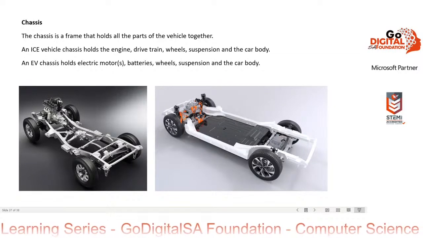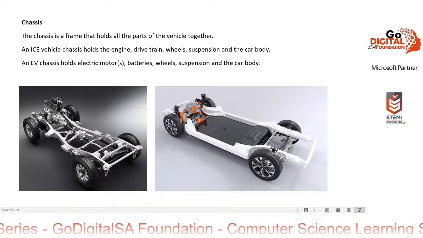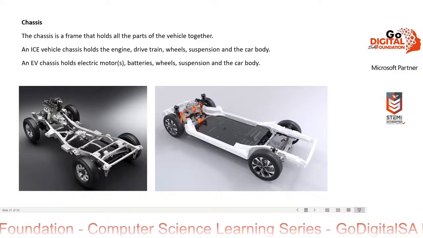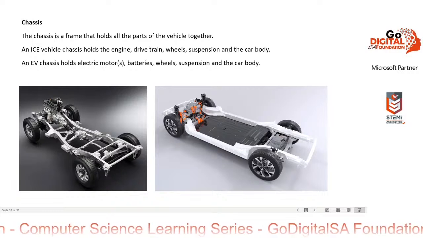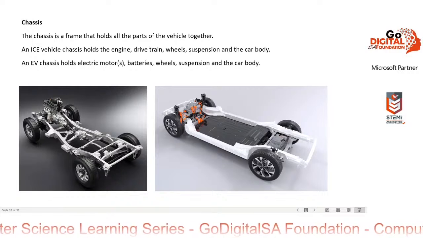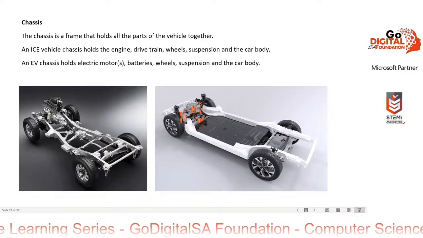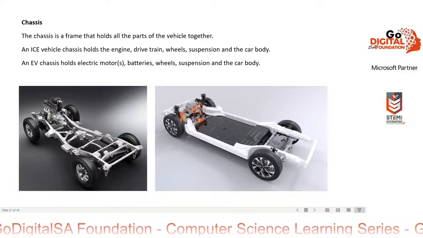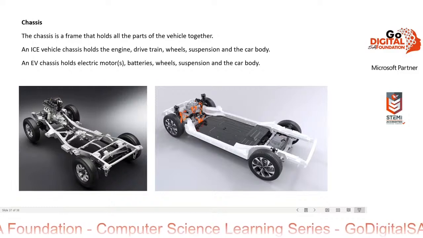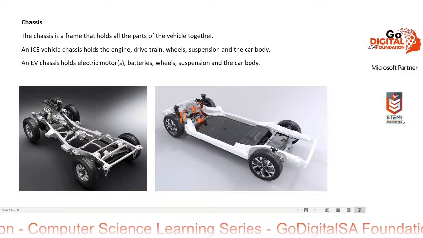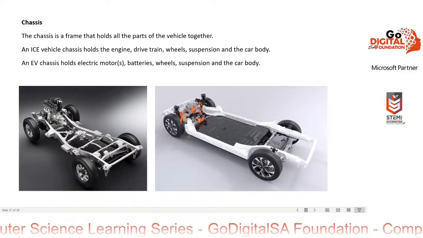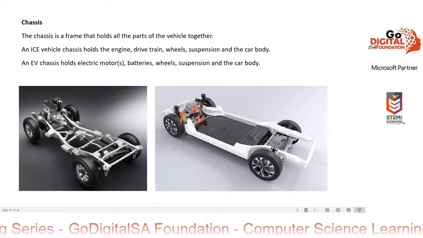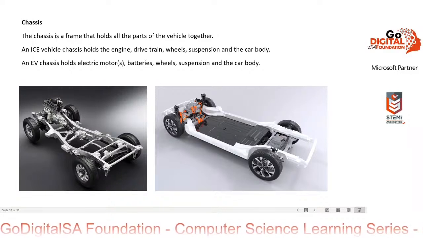The chassis is a frame that holds all the parts of the vehicle together. An ICE vehicle chassis holds the engine, drivetrain, wheels, suspension, and the car body. An EV chassis holds electric motors, batteries, wheels, suspension, and the car body. So this is an ICE vehicle. You've got the engine, you've got the transmission with its clutch, you've got the drivetrain going to the back wheels in this case. You might see the exhaust pipes here, and there's going to be a muffler down there somewhere.